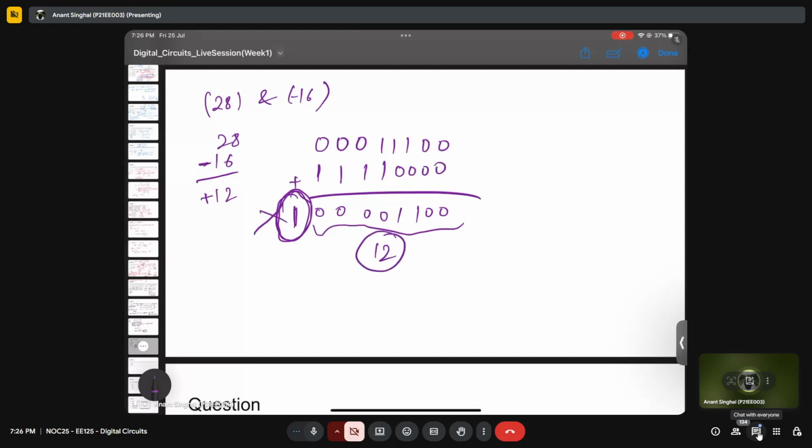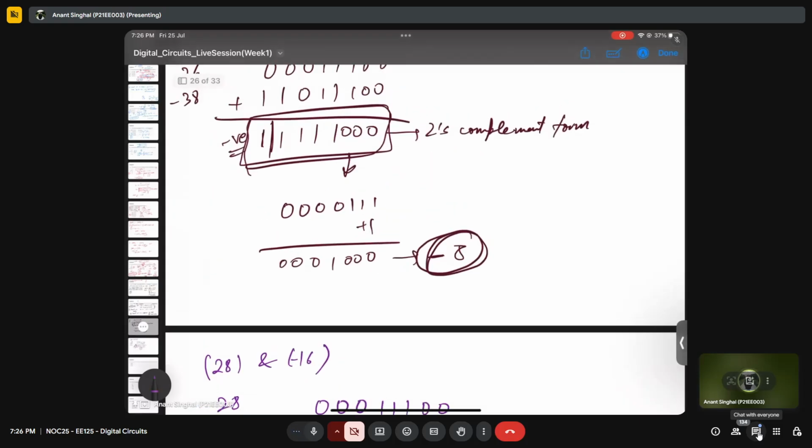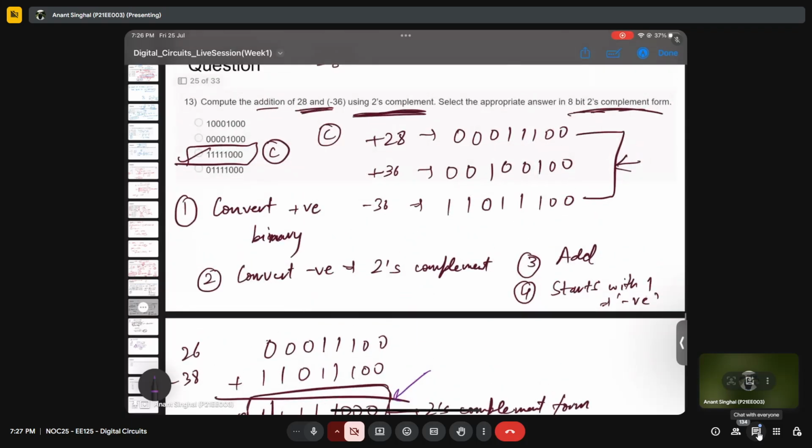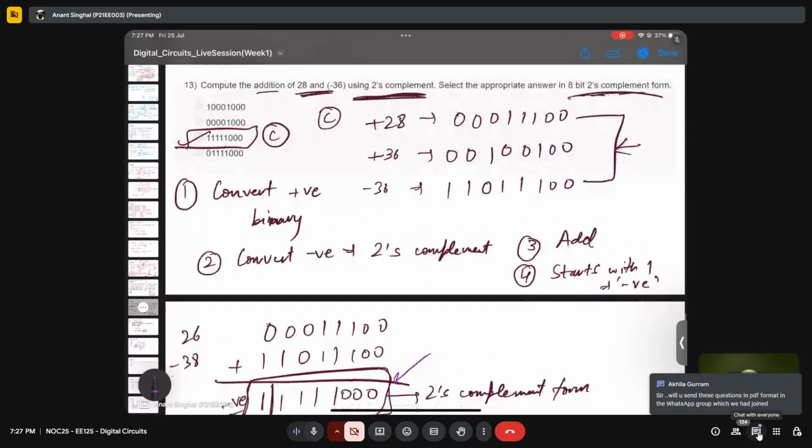So we discard this one that I think someone had a doubt about earlier. If we have a positive number, then we need to discard the one. But if we have a negative number, then we just need to calculate what is the 2's complement form. Is it clear, everyone?